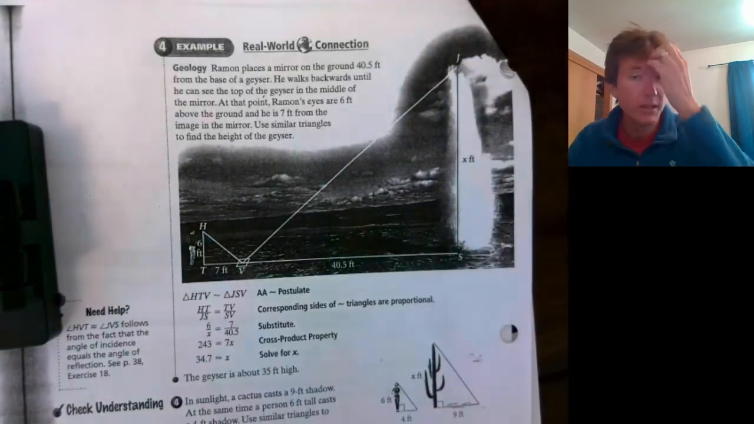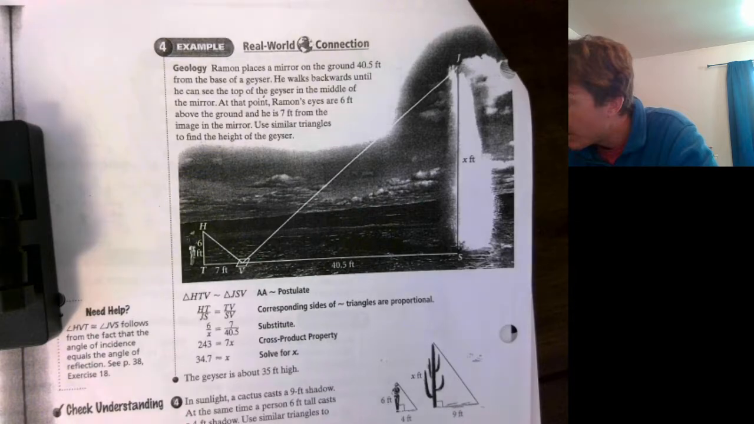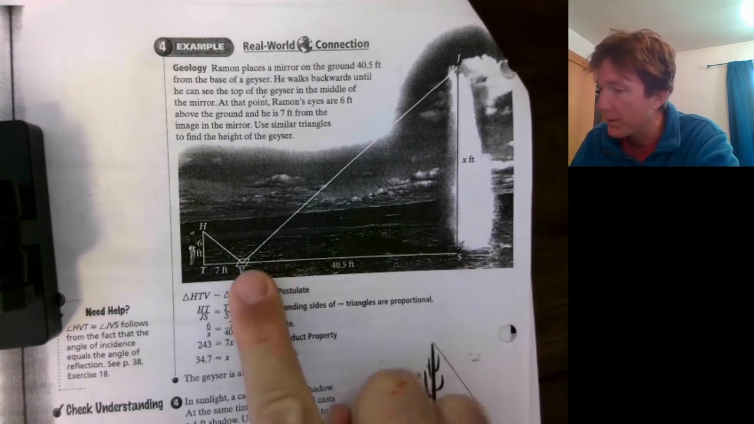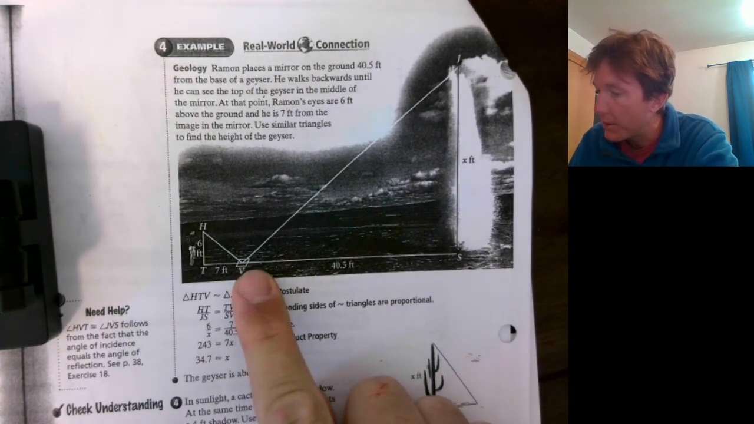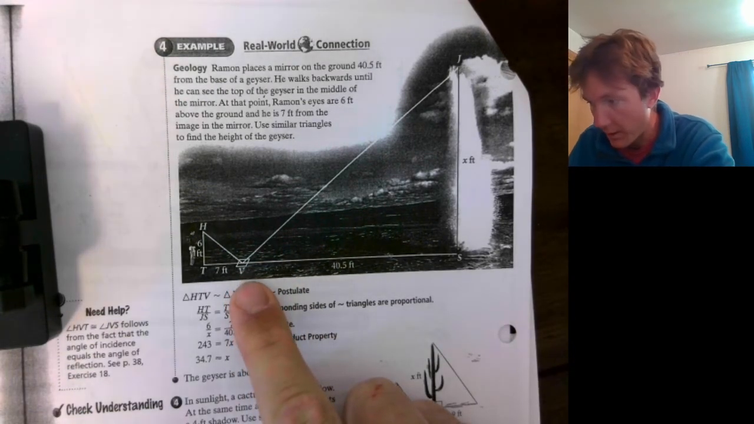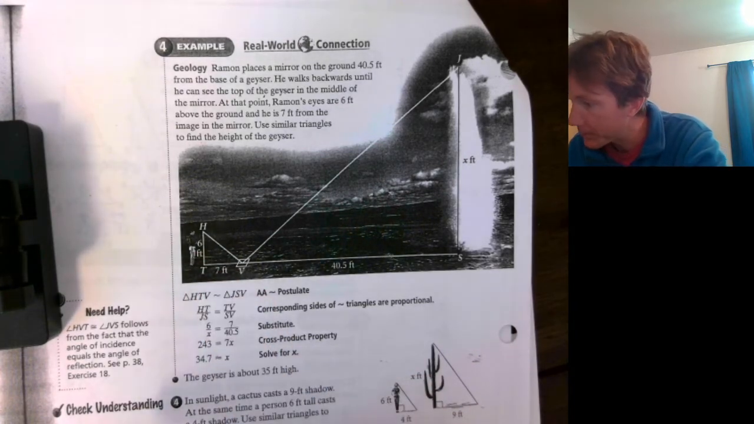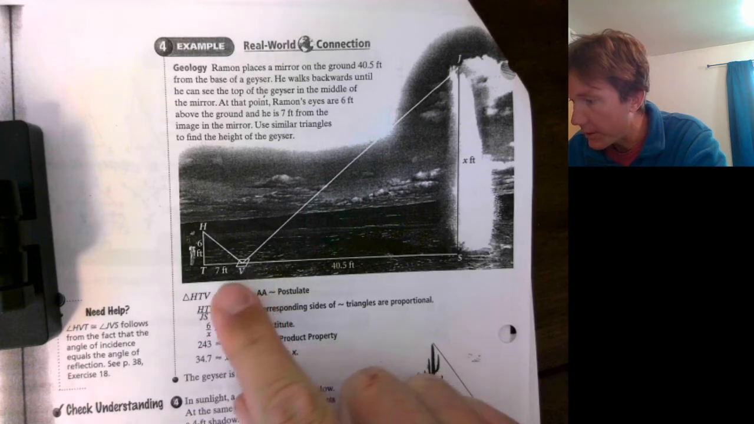Okay, geology. Ramon places a mirror on the ground 40.5 feet from the base of a geyser. So here's the geyser, and he puts the mirror down there. He walks backwards until he can see the top of the geyser in the middle of the mirror. He's a smart guy. At that point, Ramon's eyes are 6 feet above the ground, and he is 7 feet from the image in the mirror. Use similar triangles to find the height of the geyser.